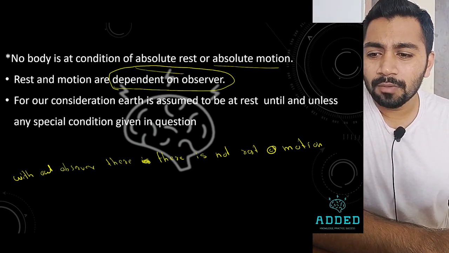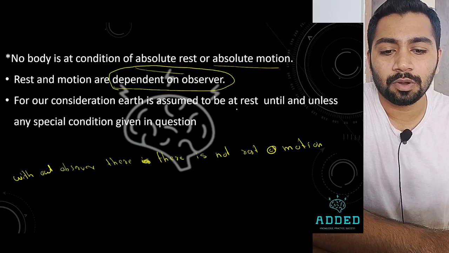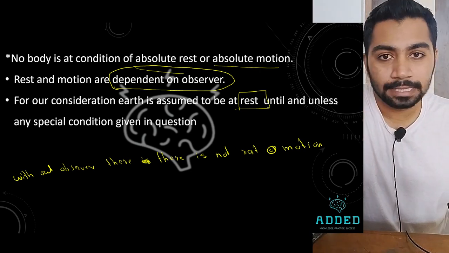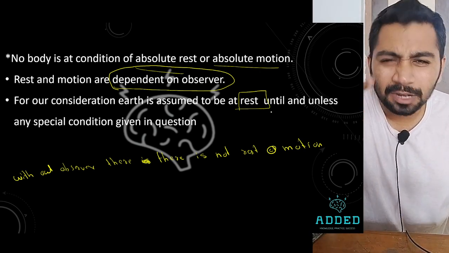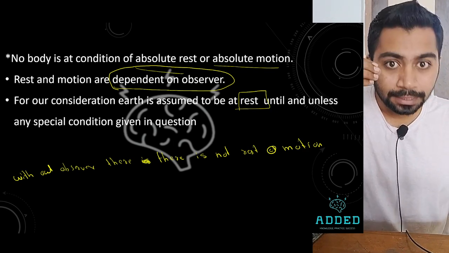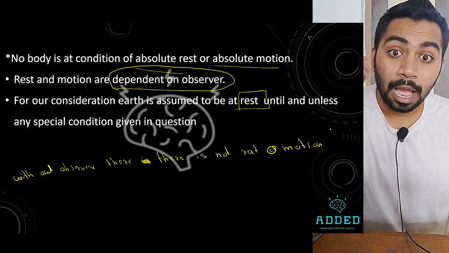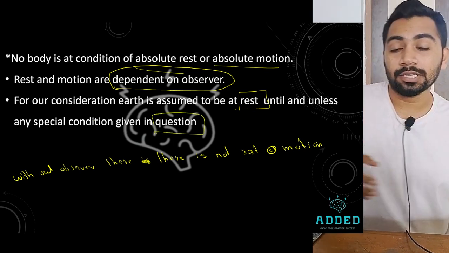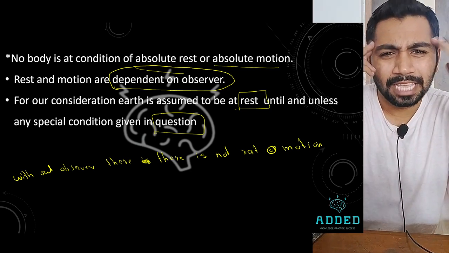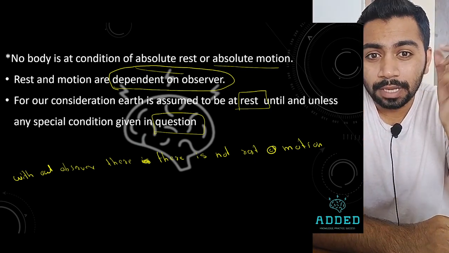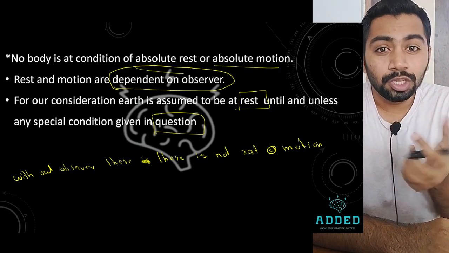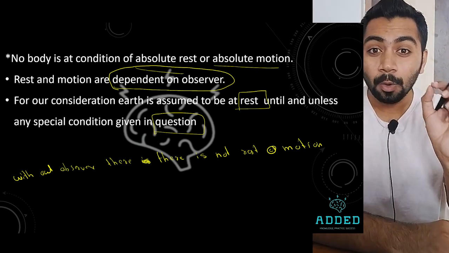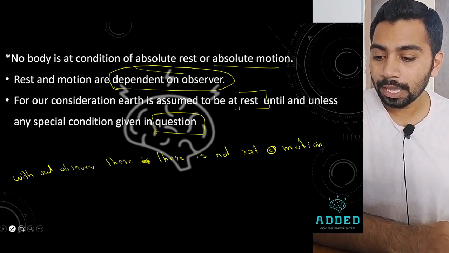Now, the third point: for our consideration, earth is assumed to be at rest. See, normally nothing is at rest and nothing is in motion. But for our convenience, to solve problems and make them easy, in this whole chapter we take the earth as at rest, unless they have mentioned any special case in the question. If they mention in the problem to take a place as rest or in motion, you will take it. Or else, if it is not mentioned, you will take earth as at rest.